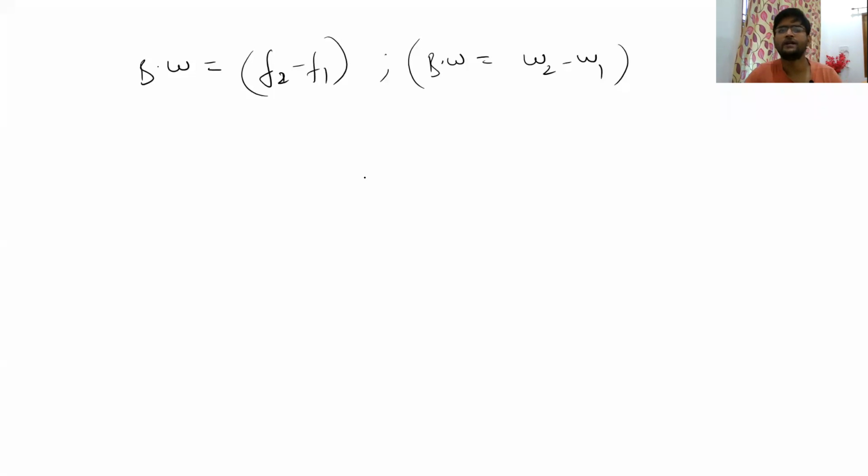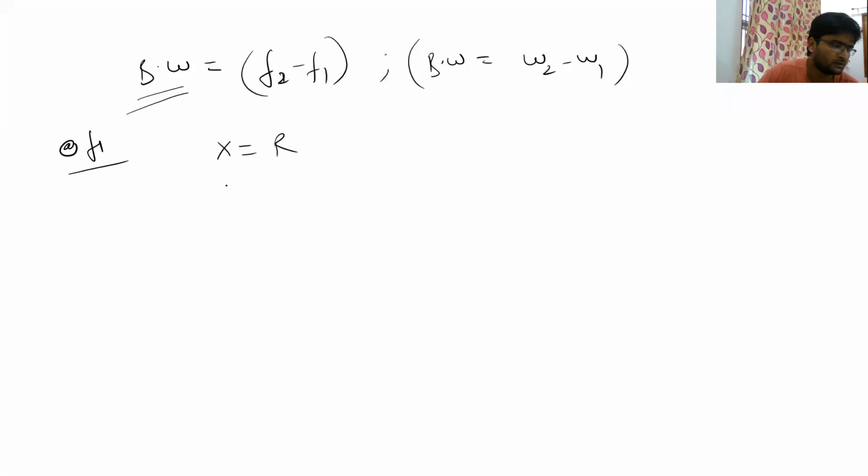Now let us try to find out the value of this bandwidth in terms of circuit parameters like R, L, and C, as we did for quality factor, where we got quality factor as omega L by R or 1 upon omega CR. So for this, we have to first take the frequency F1. So what happened at F1? Obviously, the value of X was equal to R.